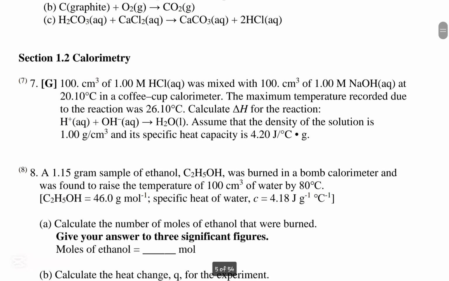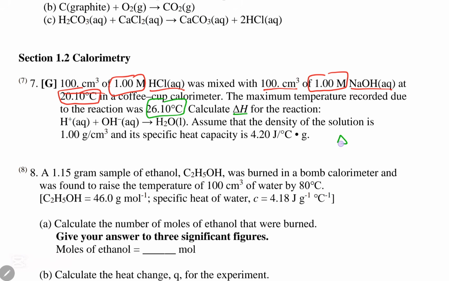Let's read the given. 100 cm³ of 1 molar HCl aqueous was mixed with 100 cm³ of 1 molar NaOH aqueous at 20.10 degrees Celsius in a coffee cup calorimeter. The maximum temperature recorded due to the reaction was 26.10 degrees Celsius. Calculate delta H for the reaction.